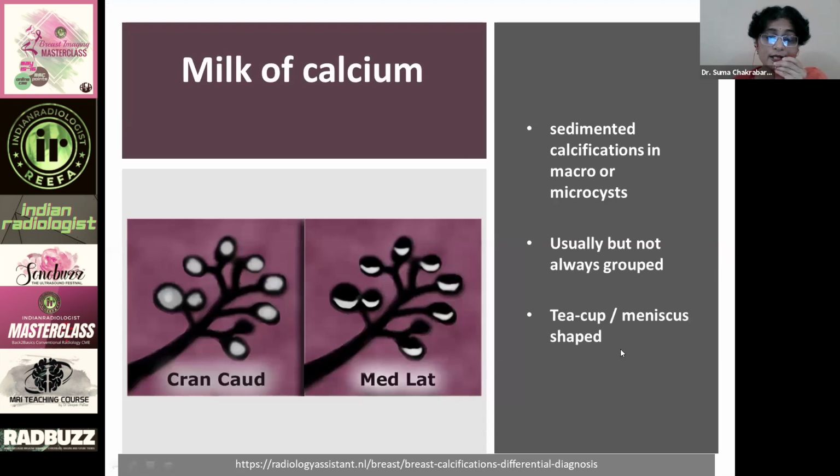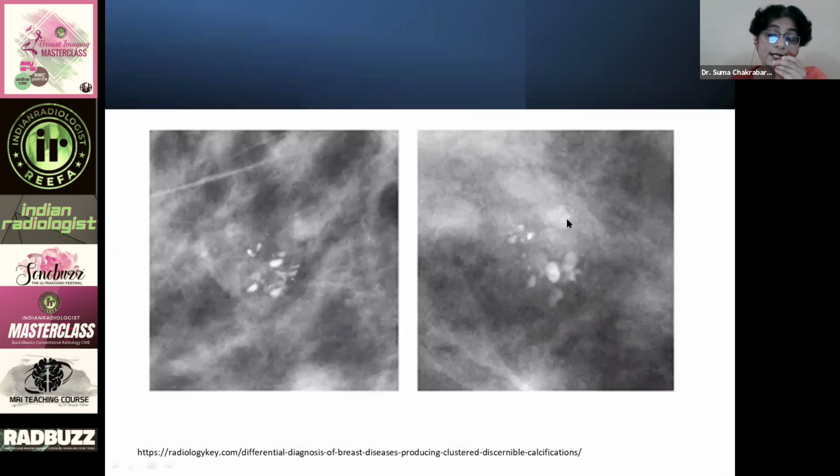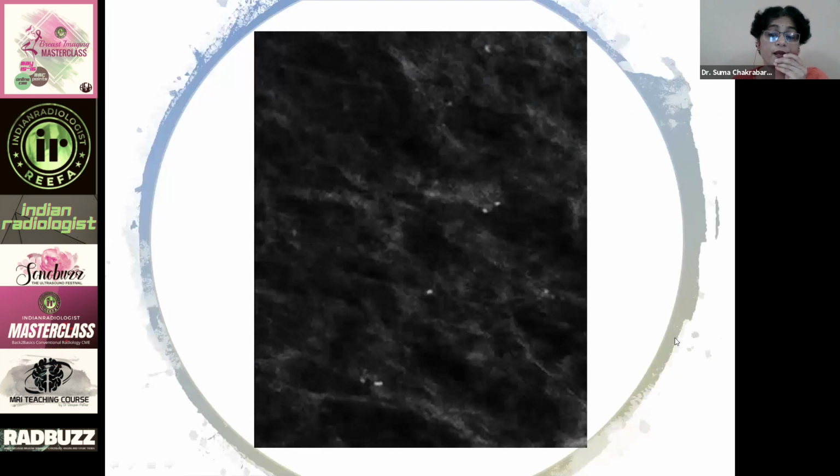Milk of calcium is basically found in either micro or macro cysts. If you have little calcific deposits, when the lady stands up, due to gravity, it forms a crescent and settles down within the cyst. What happens is that on the CC you see a smudgy calcification, not really these crescents, but when the lady stands up and you have a true lateral, sometimes an MLO as well, you can see layering of these calcifications, and these are again entirely benign in nature.